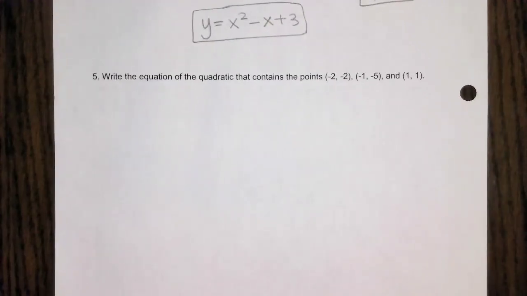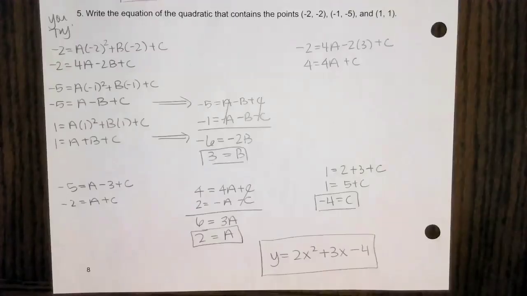So go ahead and pause the video, give it a shot, and come back and see if you got the correct answer. All right, there you go. Check your work. Make sure you got that correct. You should have gotten a was 2, b was 3, and c was -4. And so then you do have to plug that in and make sure that you write the equation. So we have y equals 2x squared plus 3x minus 4.